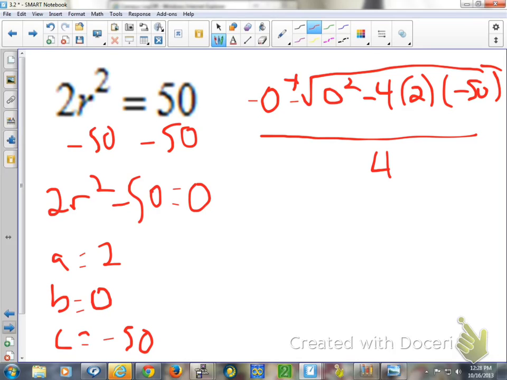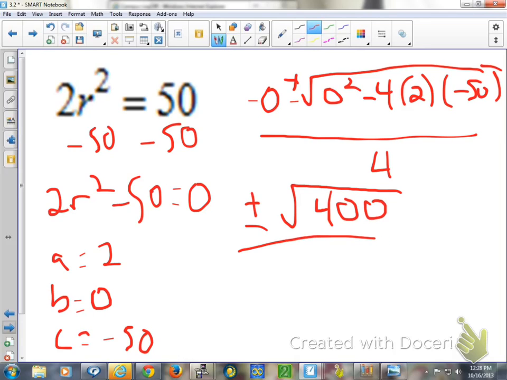So, 0 is just 0, so plus or minus. What's 4 times 2 times negative 50? Negative 400. Okay, so 0 minus negative 400 is going to make that what? Positive 400 over, because it's minus negative 400, that'll make it positive 400. What is the square root of 400? Is that a perfect square?